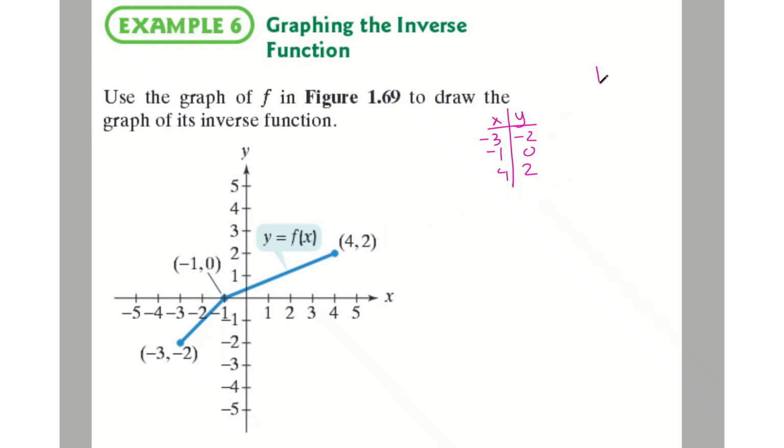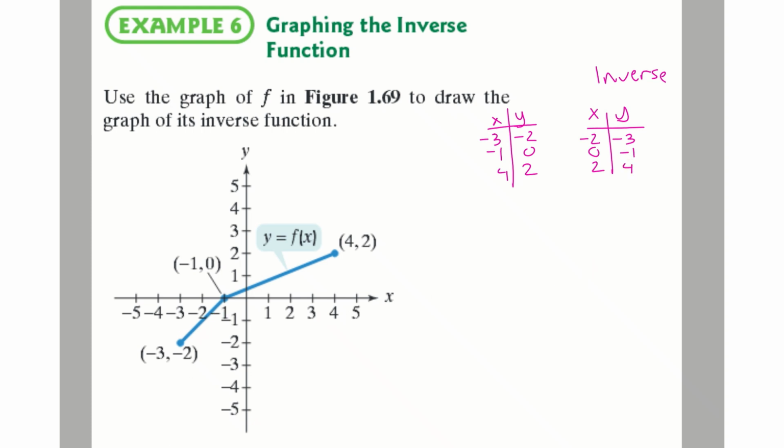Now, when you're going to find the inverse function, all you need to do, if you think about what we did when we were solving, we swapped x and y. And when we swapped x and y, that's what gave us the inverse function. So when you swap your x and y's, you find yourself the inverse function. Swapping these out, we just get -2 and -3. Swapping these out, we just get 0 and -1. Swapping these out, 2 and 4.